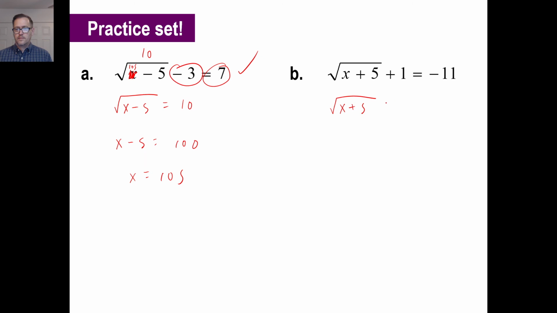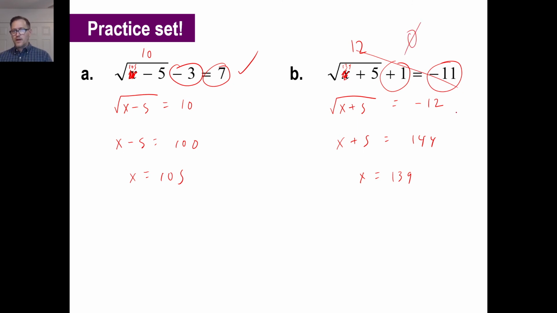All right, I'm moving this over. Then 1 goes over and becomes negative 12. Square both sides. You get x plus 5 equals 144. Negative 12 times negative 12. And then x would be 139, we say. Let's try it. 139 plus 5 is 144. The square root of 144 is 12. 12 plus 1 is negative 11? No, it's not. So there is no answer to this.